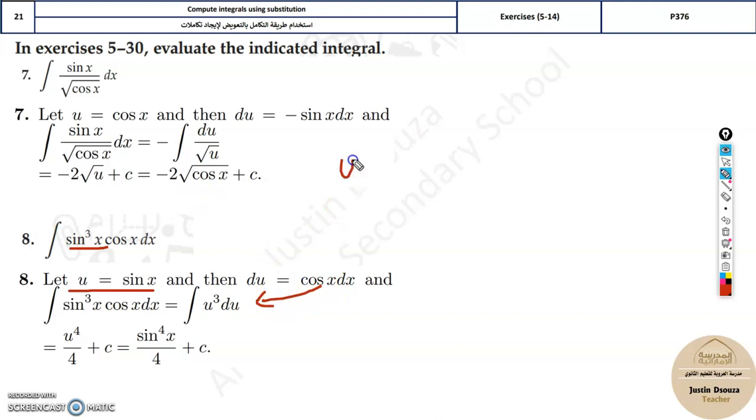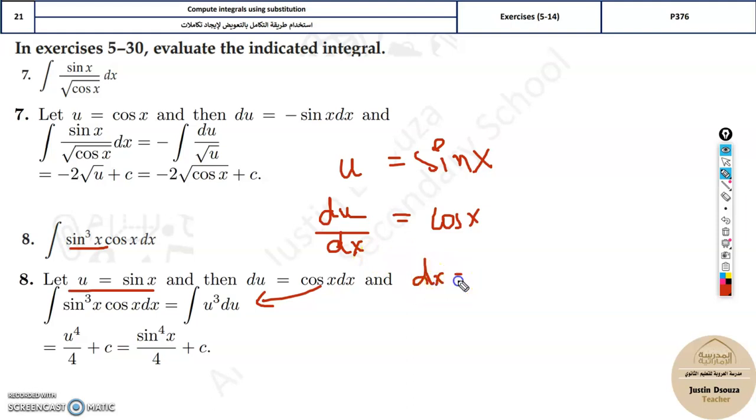I will just do this once again. U is equal to sine x. Du by dx is equal to cos x. Okay, differentiation of sine is positive cos. Now what is dx? Dx is equal to du by cos x.